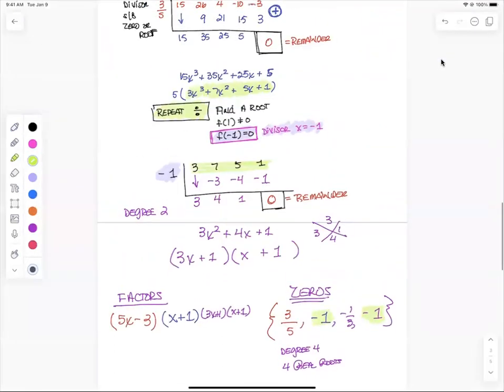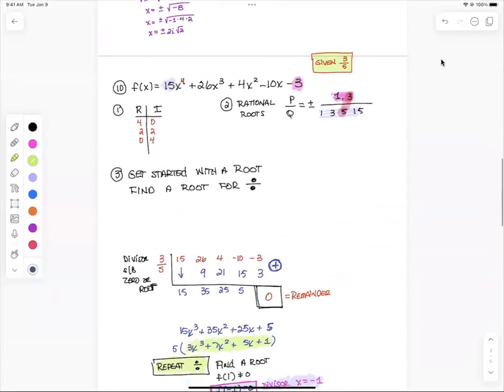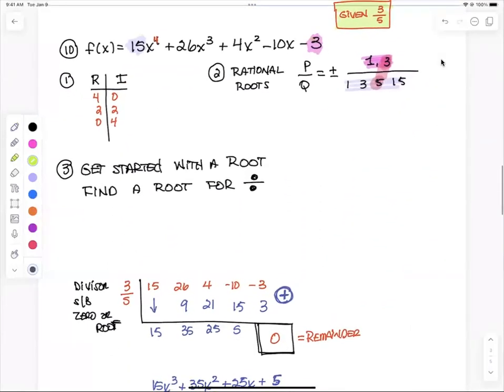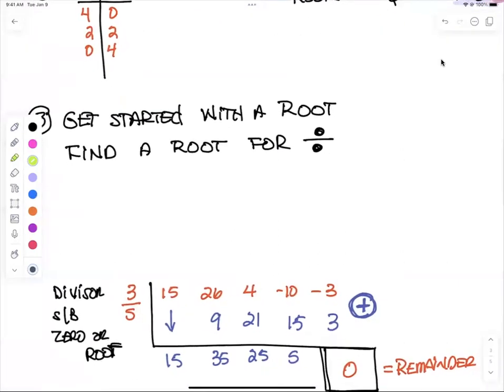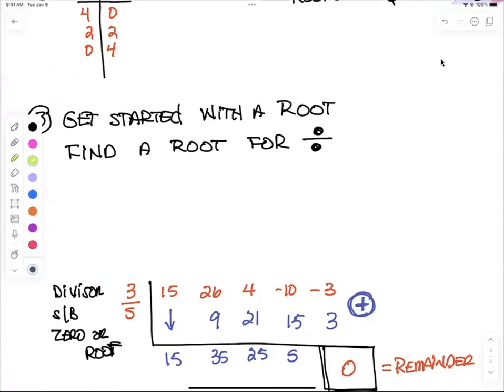That's a complete problem. And I'm going to scroll back up and look at this all again. So this is the entire process. You are given a root to get started. You always have to list the combination of real and imaginary roots. Then you list your rational root candidate pool, factors of the constant over factors of the lead coefficient. If you're not given a root to get started with, then you have to find a root, and that comes from the P over Q or testing positive and -1.